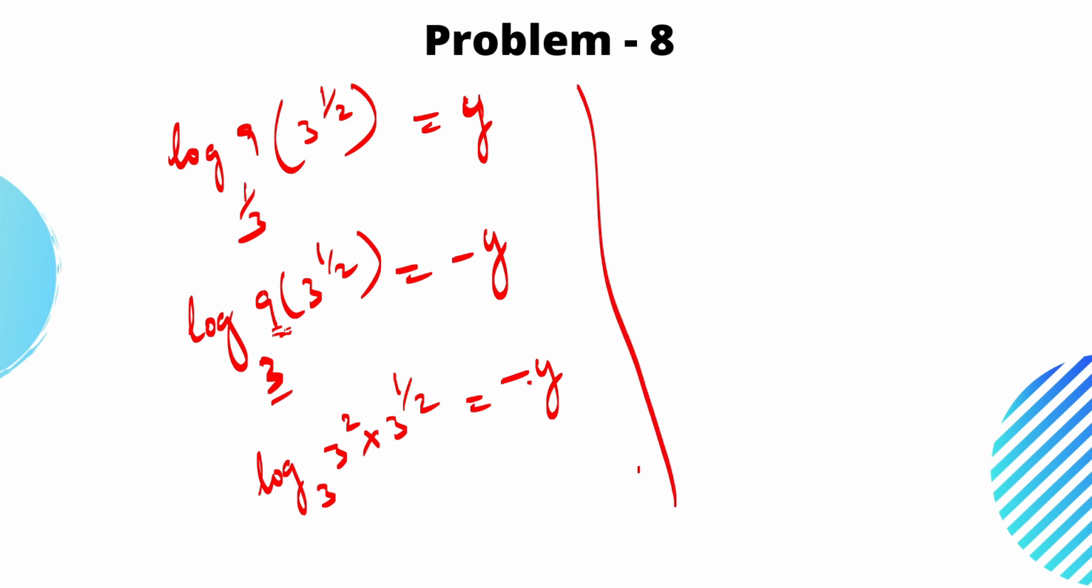Now this becomes log of a power m into a power n. So 3 power 2 plus 1 by 2, this will be equal to 5 by 2 to the base 3, which is equal to minus y.